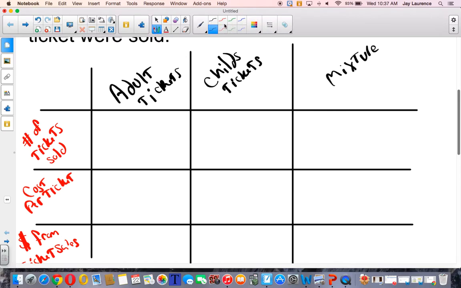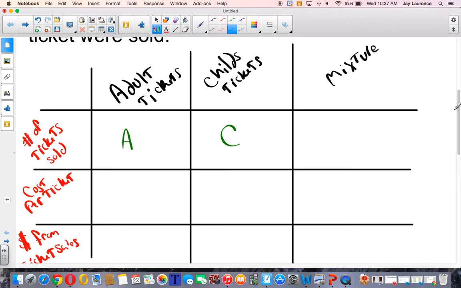Some of you get really kind of crazy. You want to multiply everything, but you have to stop and think. All right, let's see if we can fill in this chart, and then I'll show you where you have to stop and think. How many adult tickets were sold? We don't know, so I'm going to call it A. How many children's tickets were sold? I don't know. Call it C.